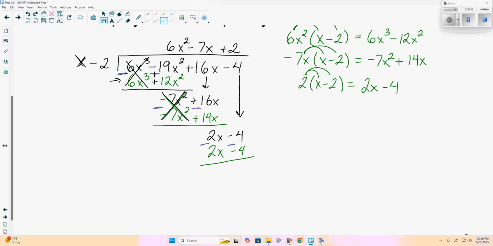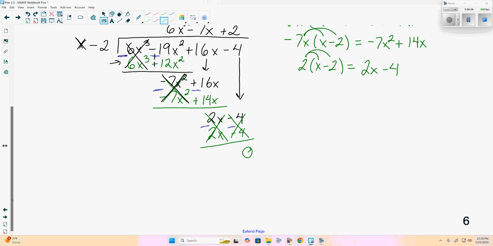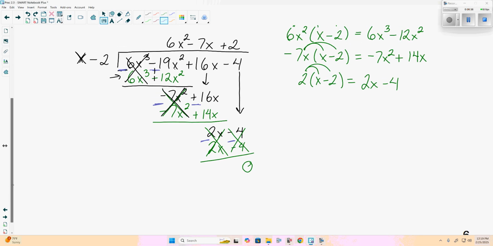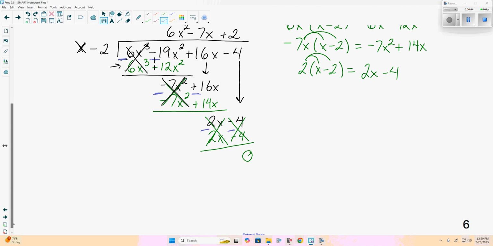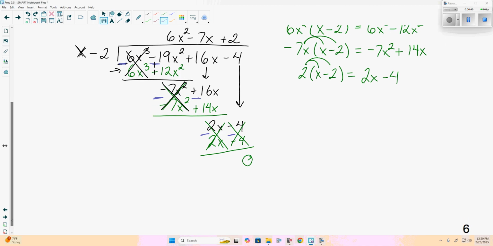And last but not least, we're going to subtract. Now our 2x minus 2x would be 0. Our negative 4 minus 4 also works out to be 0. So what that tells us is that we do have a remainder of 0. And our solution after dividing is 6x squared plus 7x plus 2. Questions on how we got to this here?